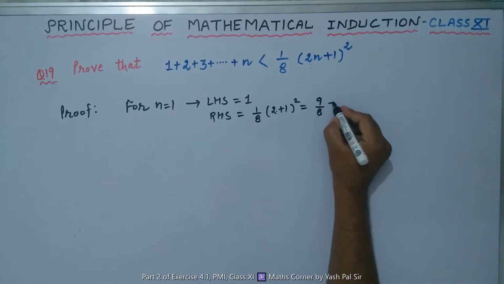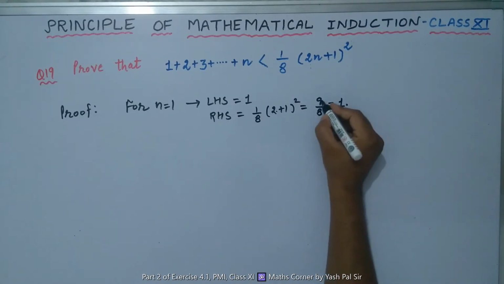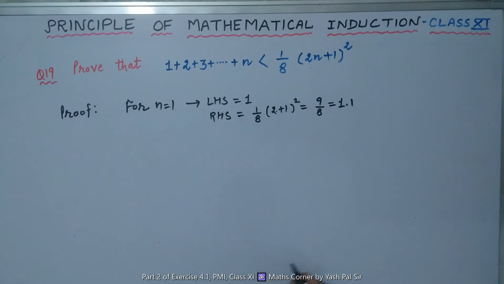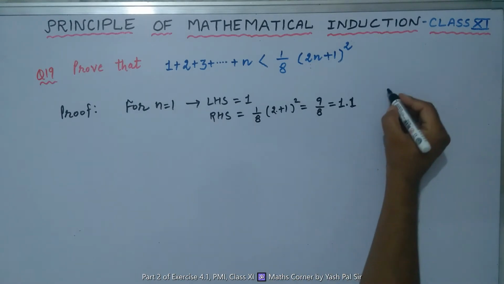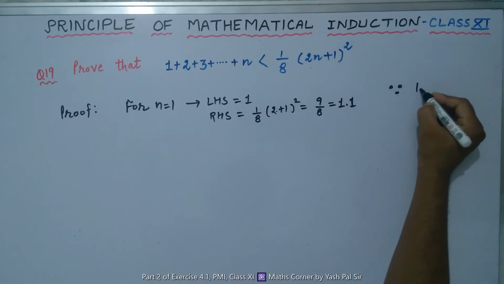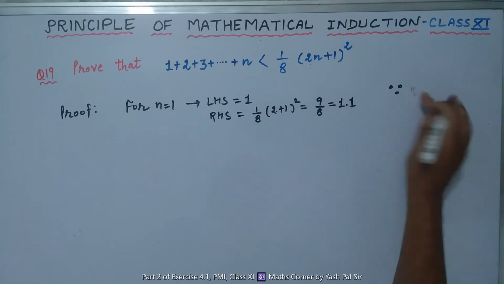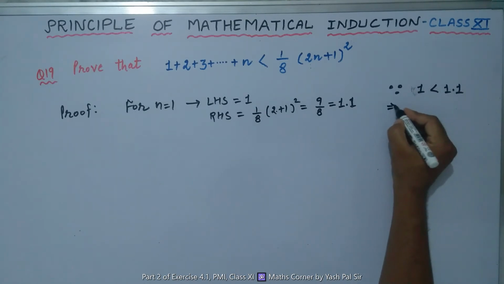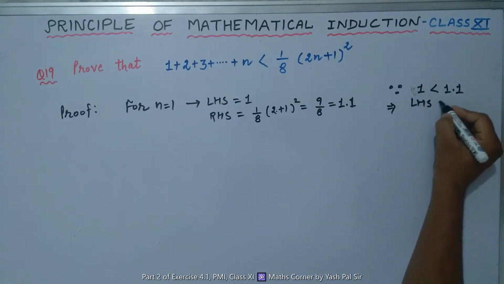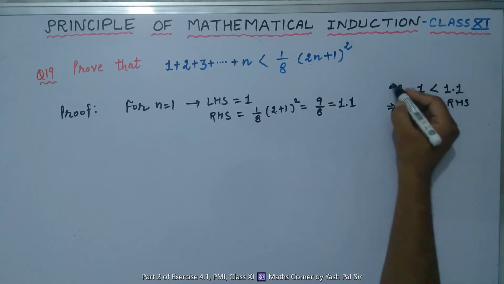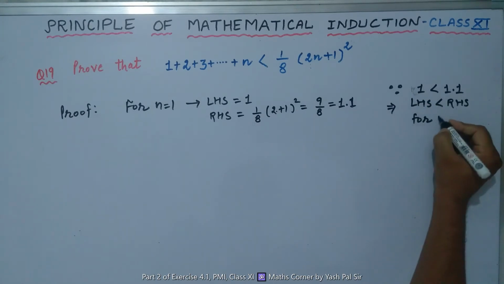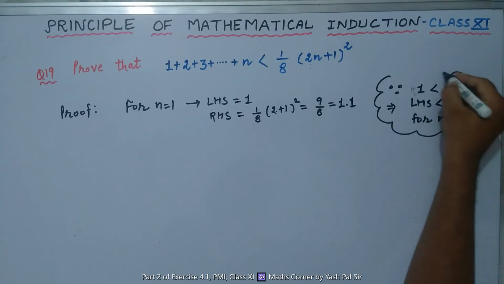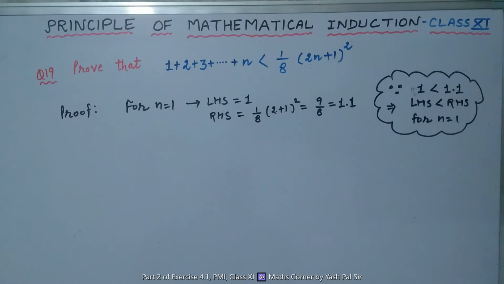So this is equal to 1, 8 ones are 8, 1 upon 8. So what we can say, because 1 is less than 9 upon 8, so we can say left hand side is less than right hand side. So for n is equal to 1, this way the given statement is true for n is equal to 1.